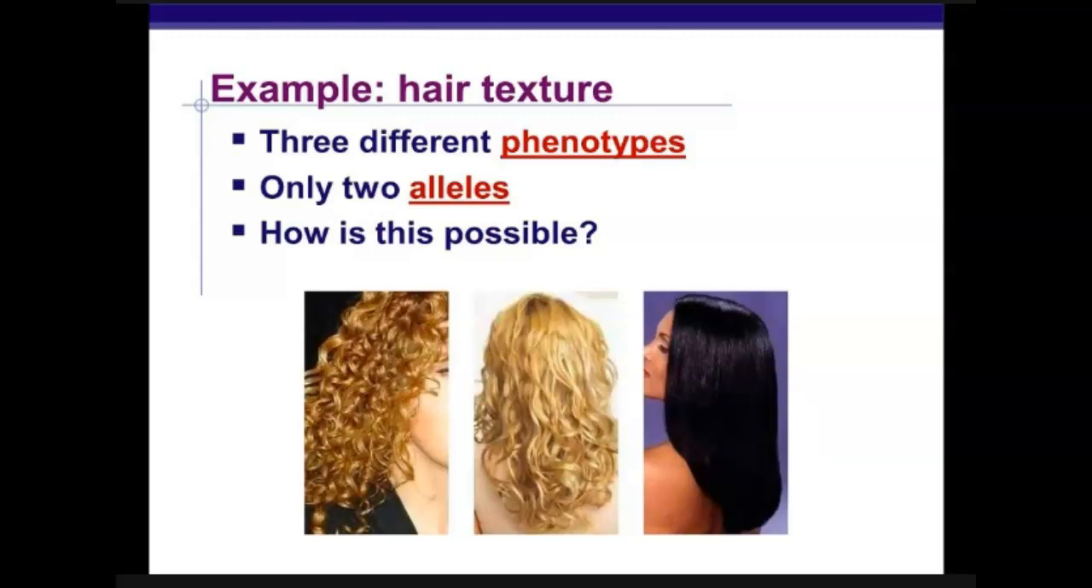Here's an example of hair texture. There's 3 different phenotypes. There's only 2 alleles. How is it possible? Because we have curly hair, we have straight hair, and then there is a blended part, incomplete dominance with wavy hair.